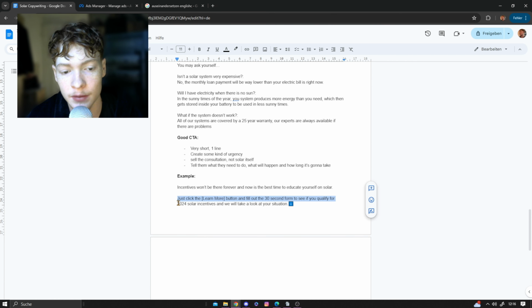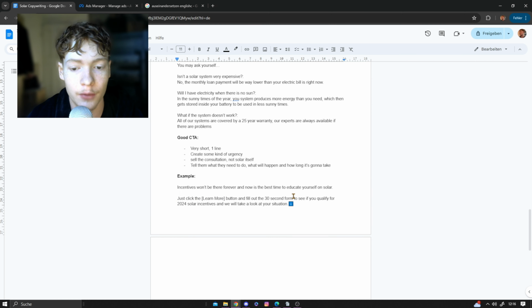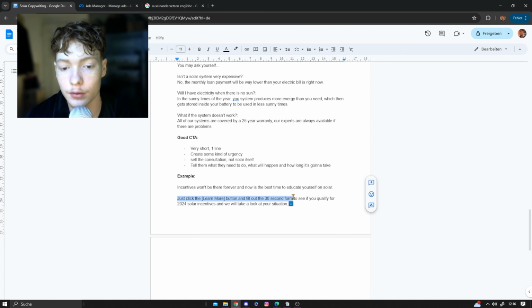Then we want to tell them what to do. So just be specific. Just click the learn more button and fill out the 30-second form. Very straightforward. They need to click this button. They will have to fill out a form, and how long is it going to take? 30 seconds. So they know exactly what to expect.